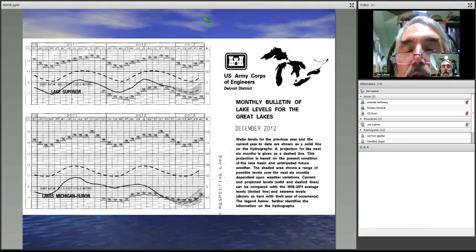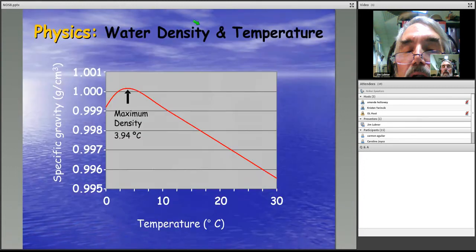Water levels that are too high, such as we saw back in the mid-80s, water levels up in this area, are very, very significant in terms of erosion to shore property owners, to wetlands, to river channels, all of those kinds of things.